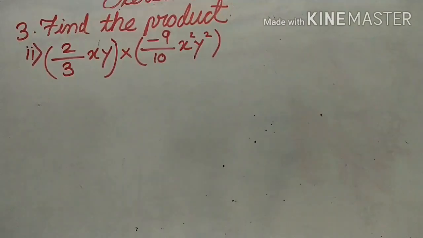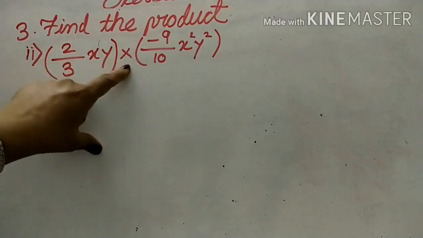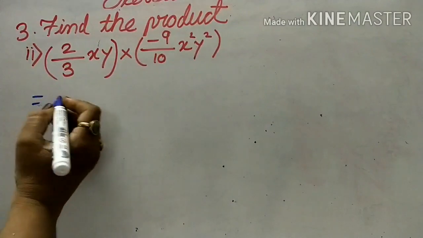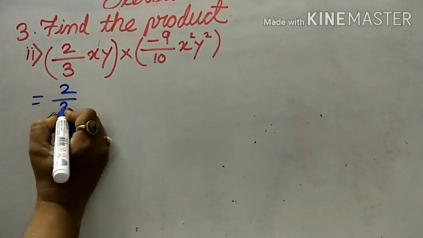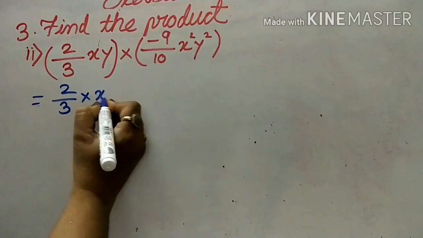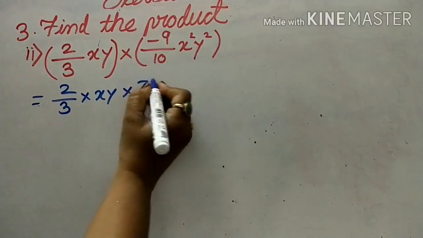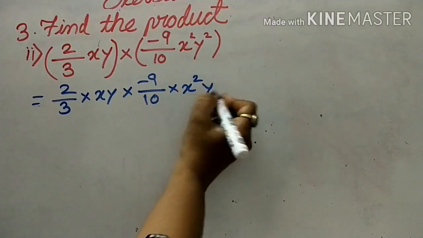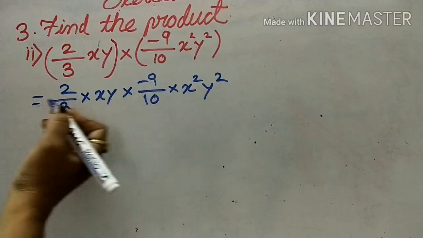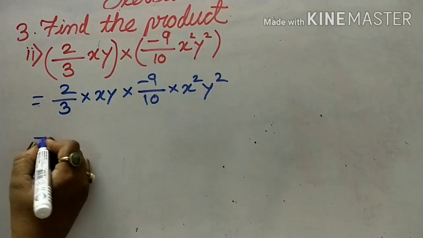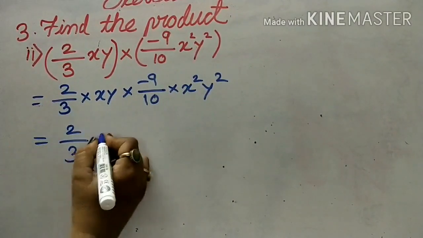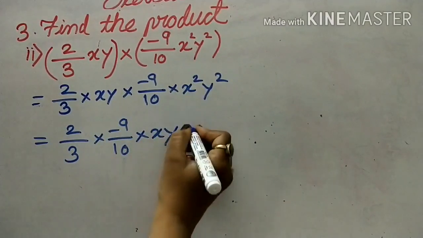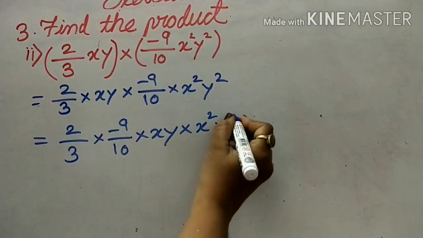Second one, 2 by 3 xy into minus 9 by 10 x square y square is equal to, see, 2 by 3 into xy into minus 9 by 10 into x square y square. Now variable one side and constant one side is equal to 2 by 3 into minus 9 by 10 into xy into x square y square.